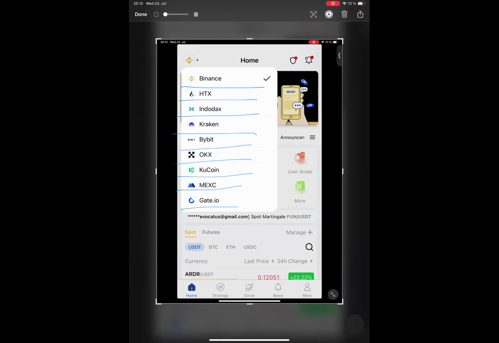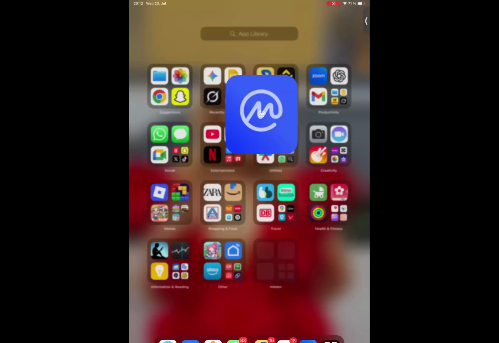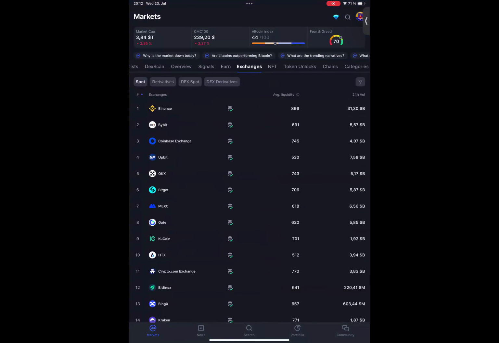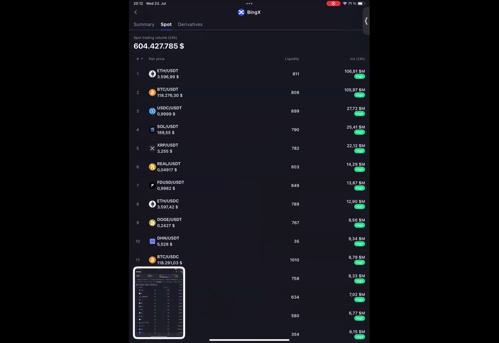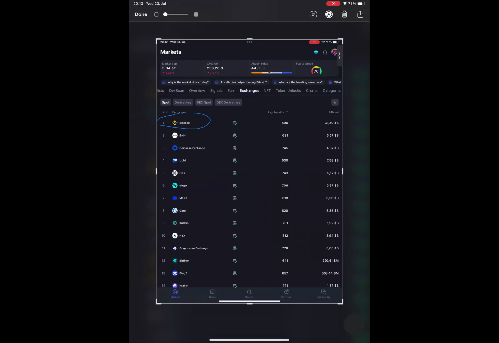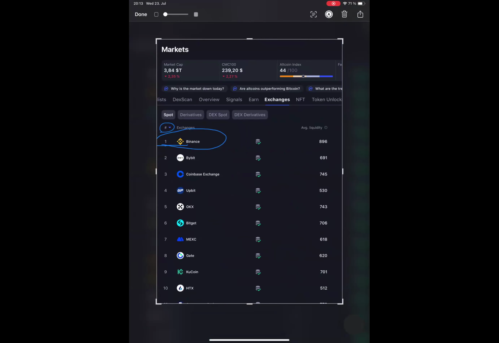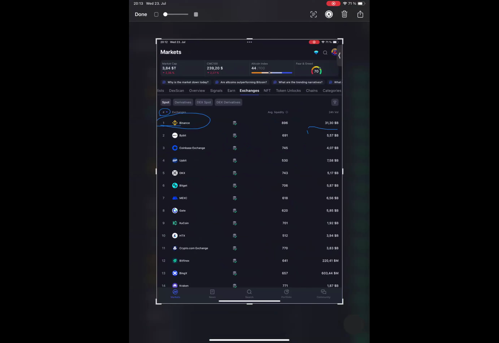Depending on the region or the area in which you are, it will show you which exchange to use. But I always advise people that if you have the chance, it's good to choose Binance. Why? Let us see the reason why. When we go to CoinMarketCap and we go to exchanges, the number one ranked exchange is Binance. You can see the rank. Let's look at the trading volume.